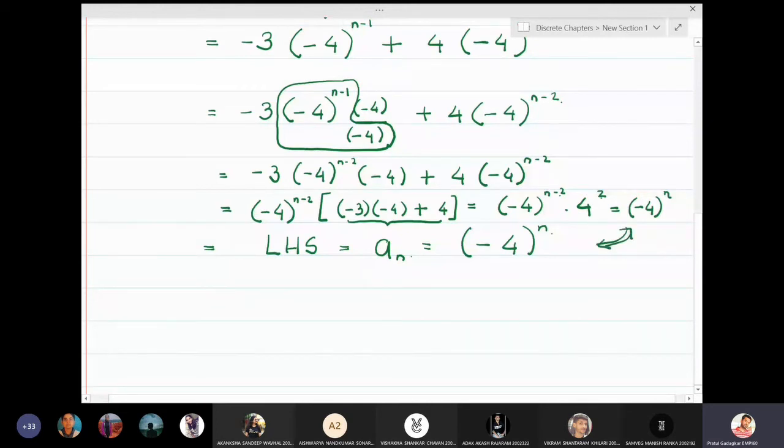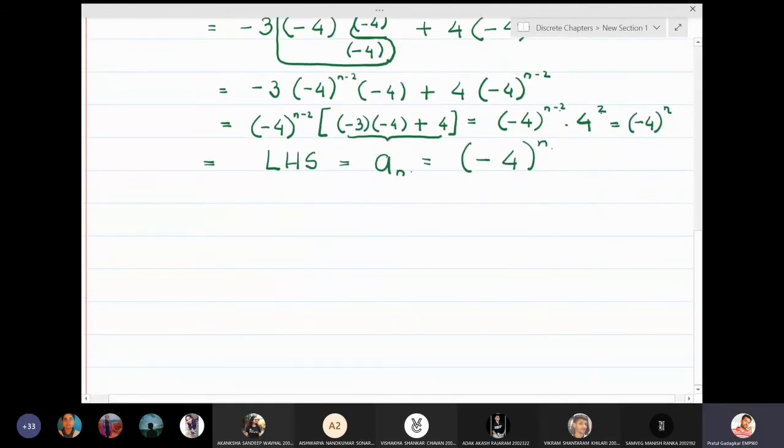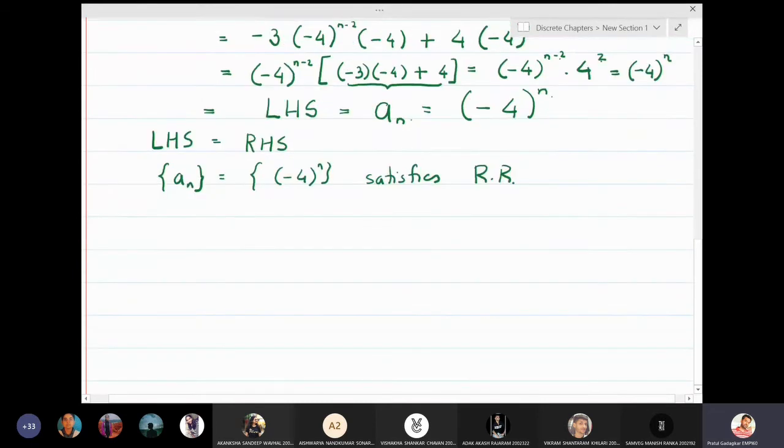Okay, there are many ways. You may have a simpler way than this, but I have shown you one way. So LHS is equal to RHS is done, meaning we have proved that the sequence a_n, which is given by (-4)^n, satisfies the recurrence relation. Okay, let me try one more with you. So I'm writing a question.